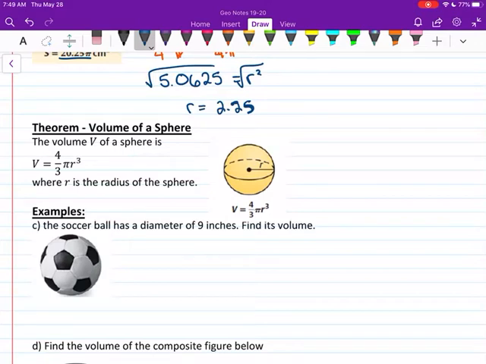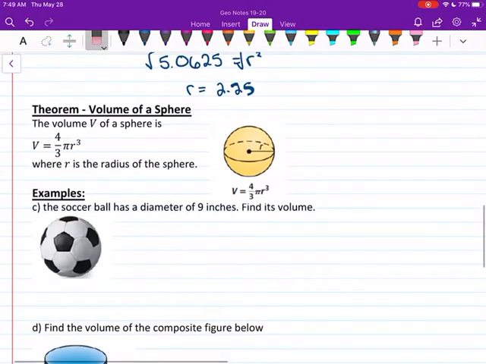But anyways, they take a whole bunch of little pyramids and they say, hey, look, I can look at a little tiny pyramid here. And they look at all of them and then they add them all up, and that's how they get to the formula. So if you're interested in that, you go check it out, but you don't have to. Okay, we got two examples on volume. The first one is find the volume of the soccer ball that has a diameter of 9 inches.